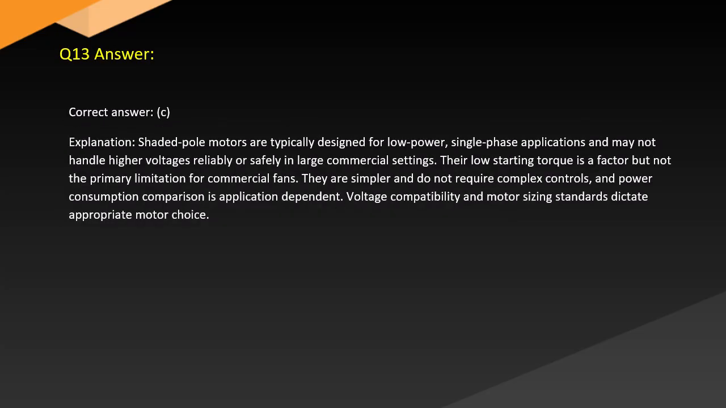Answer. Correct answer: C. Explanation. Shaded pole motors are typically designed for low-power, single-phase applications and may not handle higher voltages reliably or safely in large commercial settings. Their low starting torque is a factor but not the primary limitation for commercial fans. They are simpler and do not require complex controls, and power consumption comparison is application dependent. Voltage compatibility and motor sizing dictate appropriate motor choice.